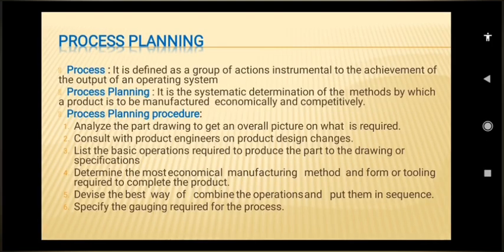Process planning. Process is defined as the group of actions instrumental to the achievement of the output of an operating system. Process planning is the systematic determination of the methods by which a product is to be manufactured economically and competitively. Process planning procedure has 6 steps followed.